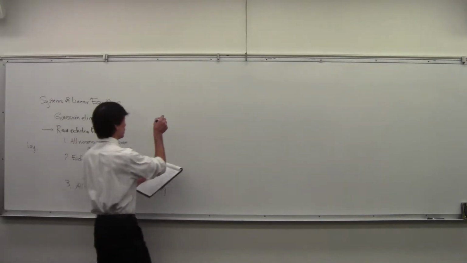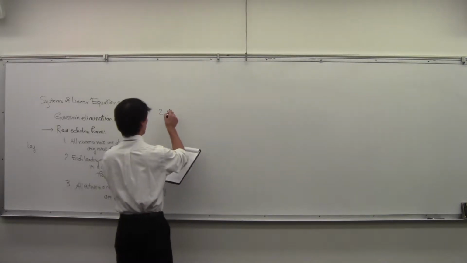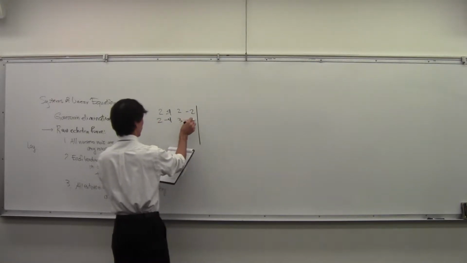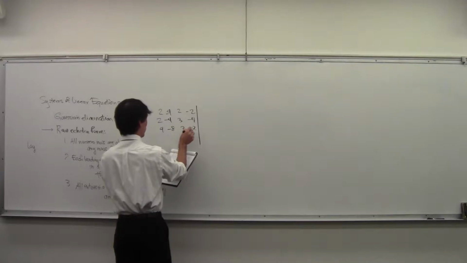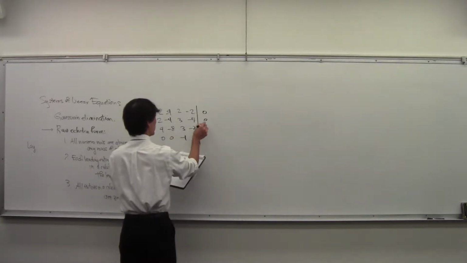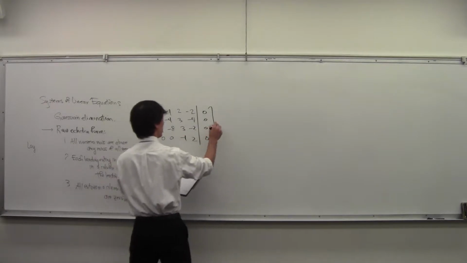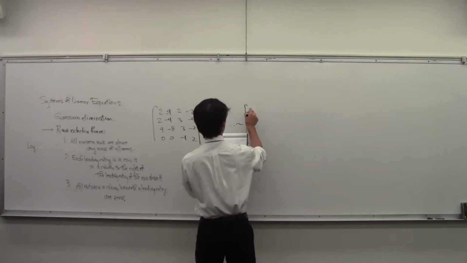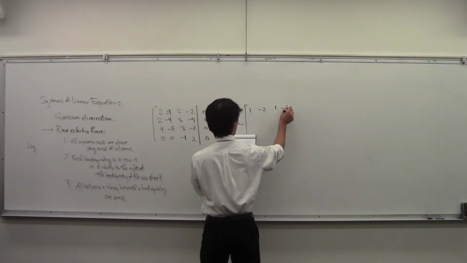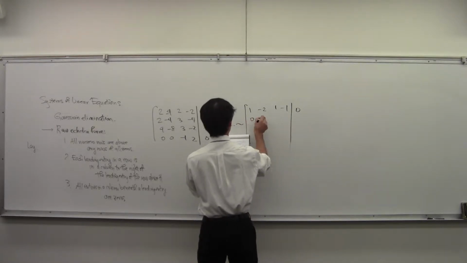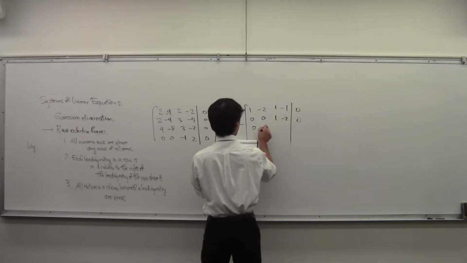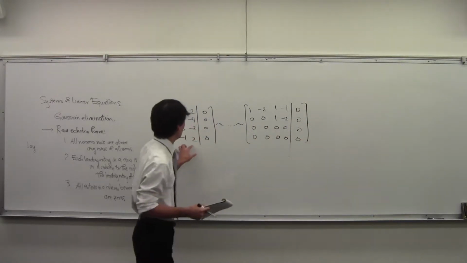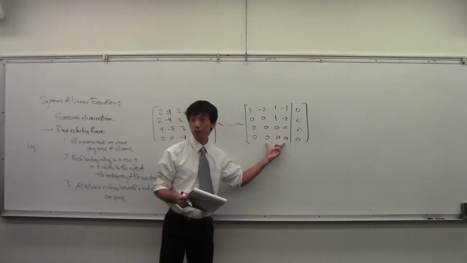Okay, so last time we started off with this large matrix: 2, -4, 2, -2, 2, -4, 3, -4, 4, -8, 3, -2, 0, 0, -1, 2, 0, 0, 0, 0. We did Gaussian elimination on it, and we ended up with this matrix: 1, -2, 1, -1, 0, 0, 0, 1, -2, 0, 0, 0, 0, 0, 0, 0, 0, 0. So this was our original matrix, and this is the matrix in row echelon form.